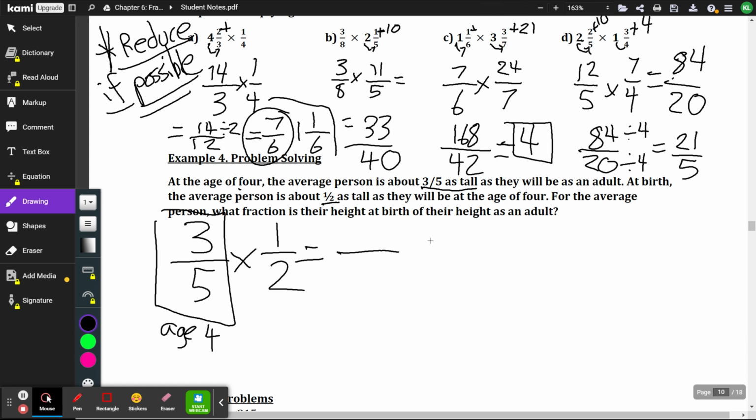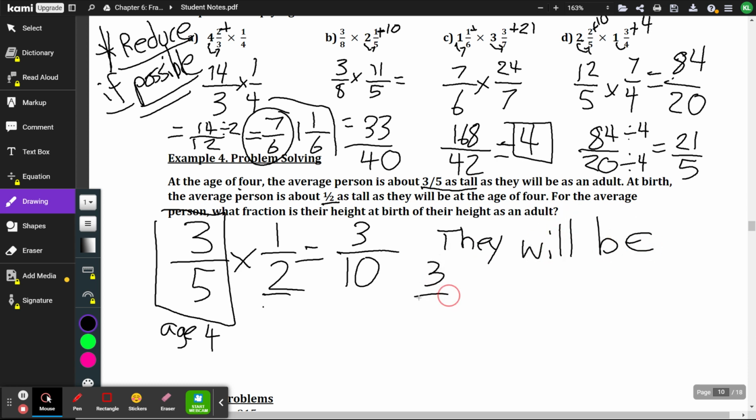So 3 times 1 equals 3. 5 times 2 equals 10. That's the easy part. I will be 3/10 the height of an adult when I am first born, because I know I'm half of what I'm supposed to be at age 4. So they will be 3/10 their height as an adult. And maybe we can go over that question in person because that's hard to phrase.